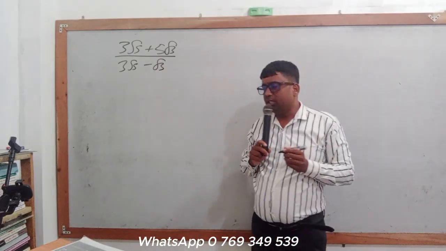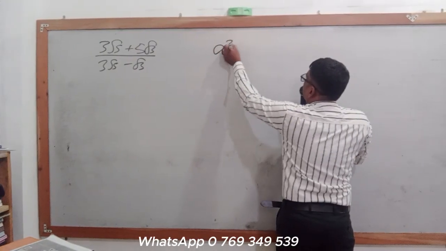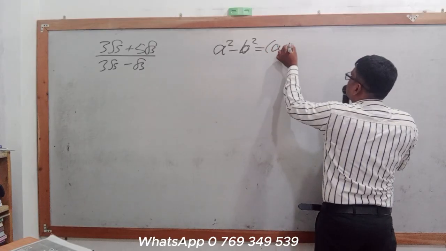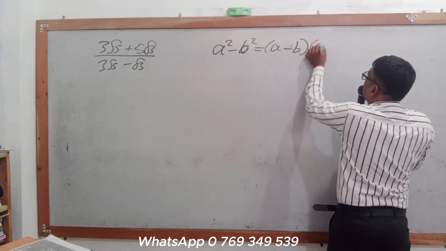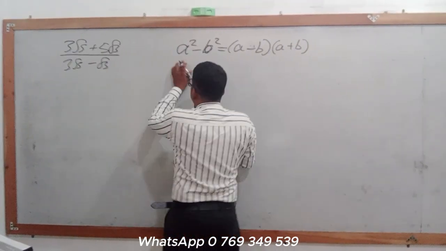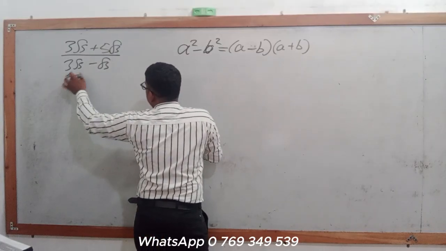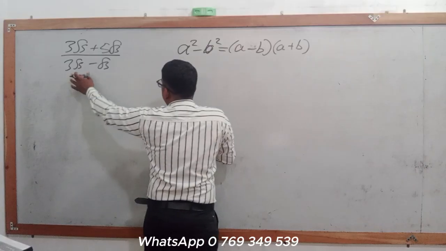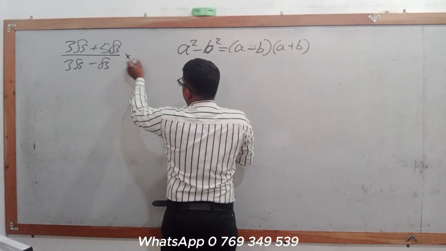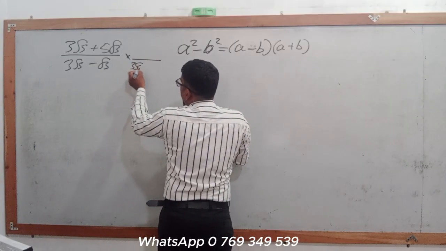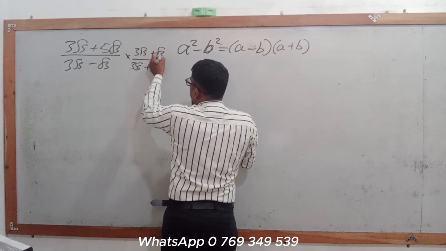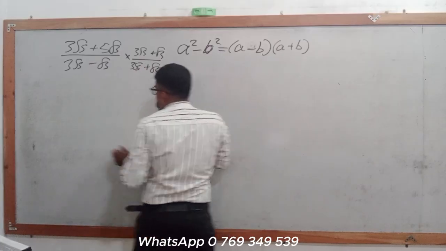Now we have theory, O level theory. We know that a squared minus b squared equals (a minus b)(a plus b). We can take that separately as squares from the denominator. Therefore, we have to multiply up and down by 3 root 5 plus root 3.